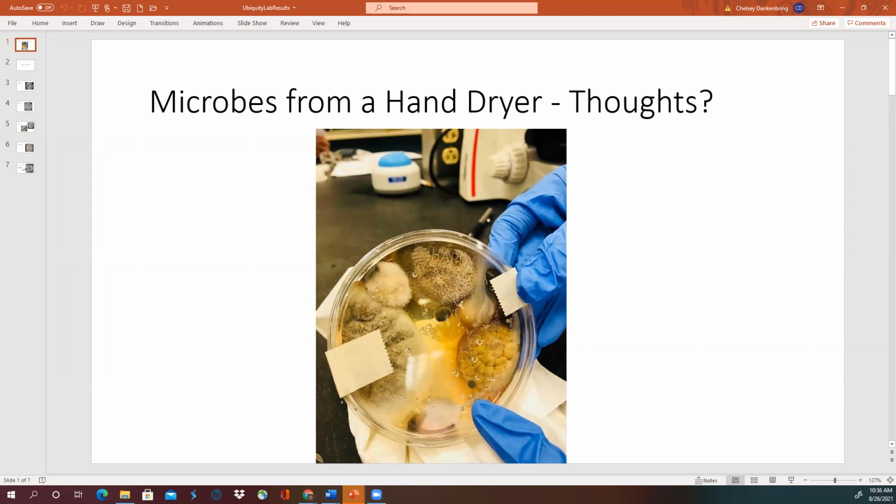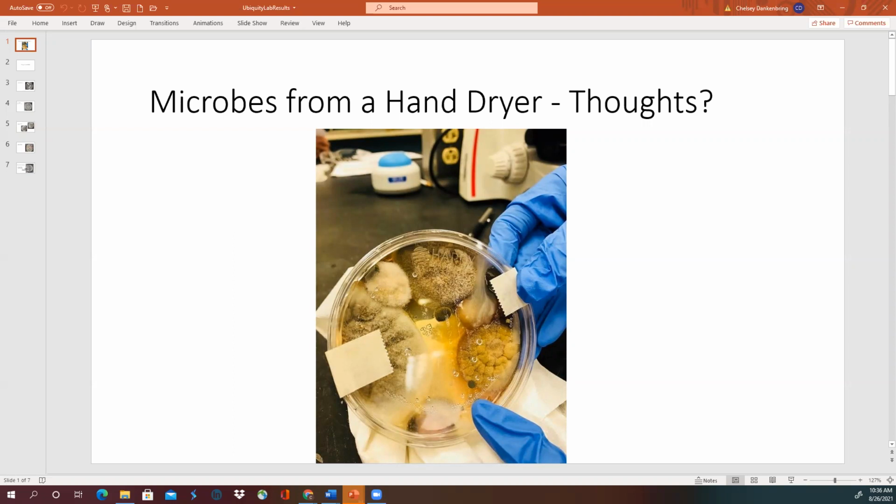Okay, so really it shouldn't be surprising that we get a lot of unattractive organisms growing on a plate when you're blasting hot air at it, right? Because that hot air is moving any organisms in the vicinity down and onto this plate. And of course, anything that was living on the surface inside the hand dryer.